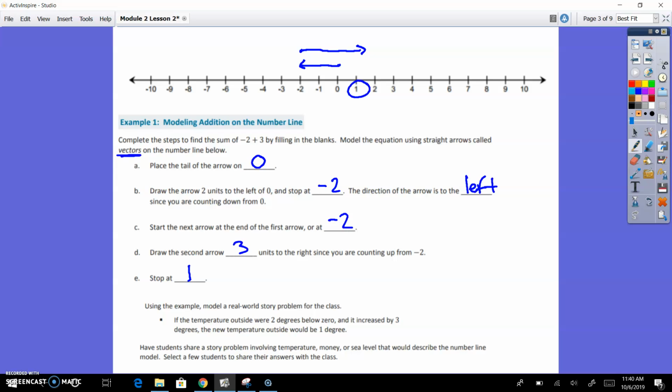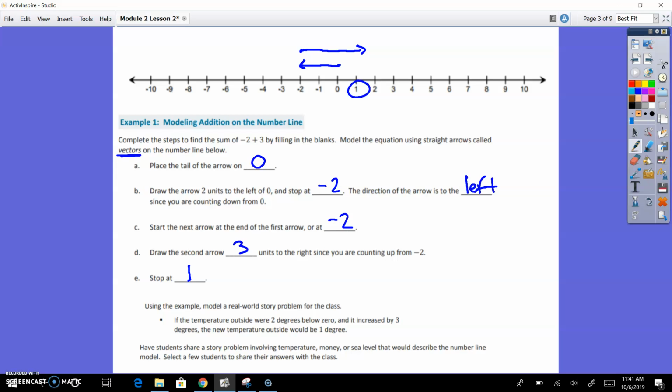Okay. Next, have students share a story problem involving temperature, money, or sea level that would describe the number line model. Select a few students to share their answers with the class. So I'm going to give you 2 minutes to share.